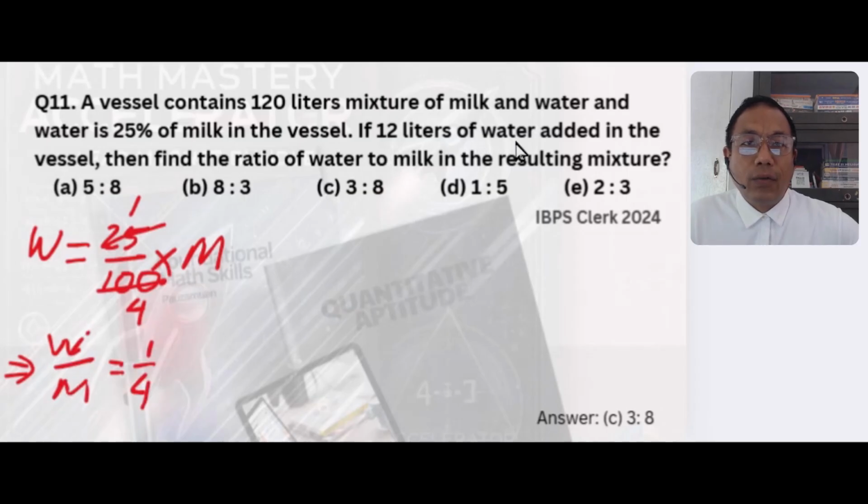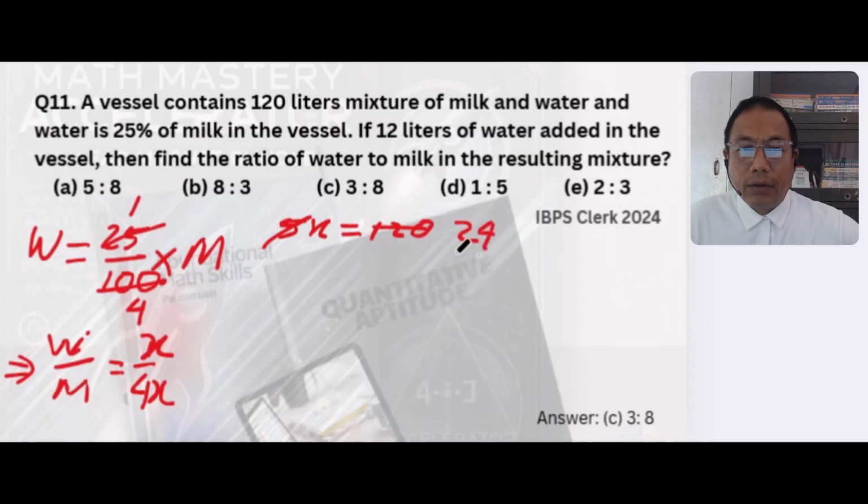With 12 liters of water added in the vessel, then find the ratio of water to milk in the resulting mixtures. Here I'll multiply by x, variable x, 1 into x is x, 4x. X plus 4x is 5x is equal to 120. Cancel it. 5, 2 are 10, we have 20, 5, 4, 20. X is equal to 24. Multiply 4 with 24. 4, 4 are 16, 1 in hand, 4, 2 are 8, 9.